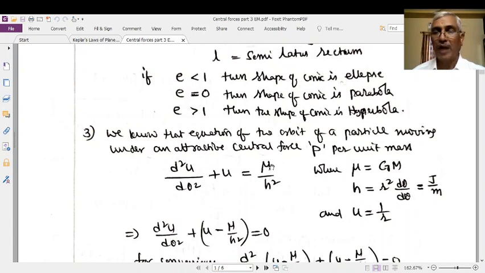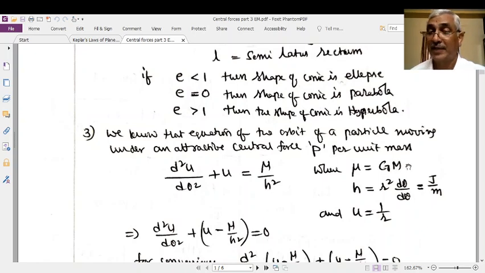I will say what is mu. Force between a planet and the sun is F is equal to G into M m by r square. G is the universal gravitational constant.